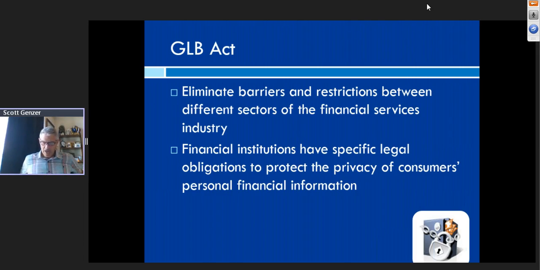So one of the most important ethical considerations during transactions for loans is the obligation to protect the privacy and the confidentiality of the personal information that consumers provide. Check this out. This is one of my favorite stories ever.